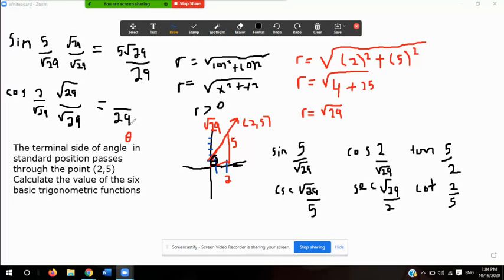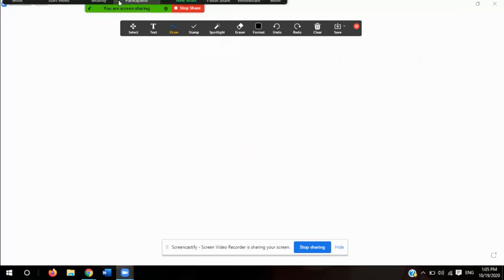And of course, since I don't know the value of 29, I leave my answer expressed as 2 times the square root of 29. And that's pretty much how you do example number 1. Example number 2 is very similar to example number 1. Example 2 basically has the same situation, but it's a non-acute angle. So let me go ahead and clear these drawings, and let's write example number 2.